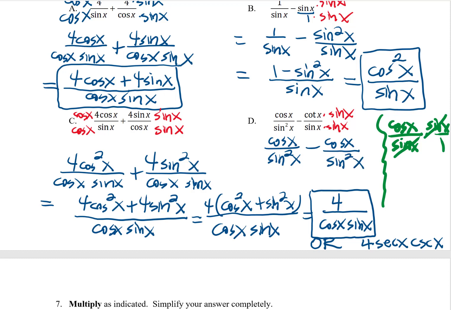Well, look at what we have now. Cosine x over sine squared x minus cosine x over sine squared x. That's just going to be 0 when I subtract the tops. And there's my final answer.